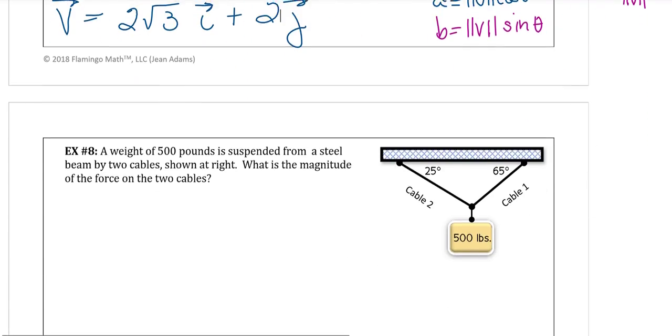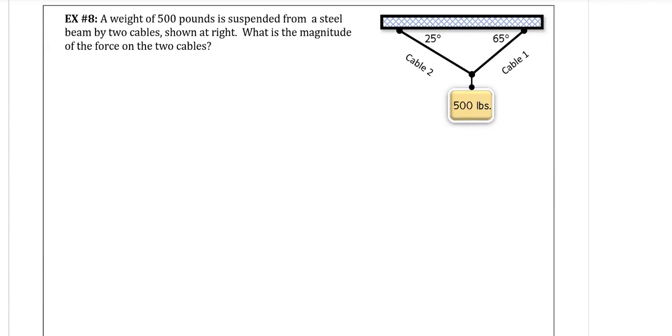And then the last example is a really nice physics example. A weight of 500 pounds is suspended from a steel beam by 2 cables shown at right. What is the magnitude of the forces on the 2 cables? Now, what you want to understand is that if we draw a force diagram made up of vectors, we're going to have this. I'll draw it over here.